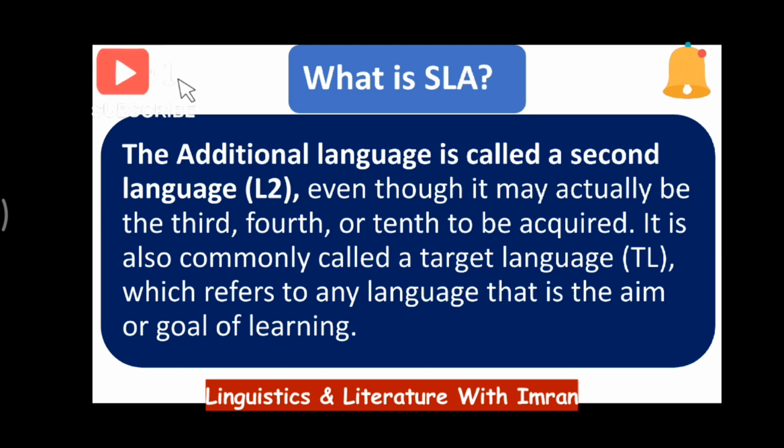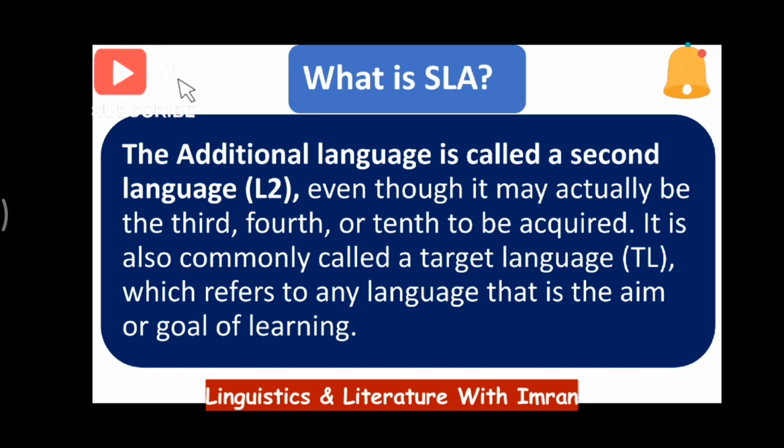It is also commonly called a target language, TL. The second language is also called a target language, which refers to any language that is the aim or goal of learning. So you see that we have different names, different terms. One term we have is second language, second we have additional language, third we have target language. So these all are names for the same thing, and that is the language you acquire after your first language.